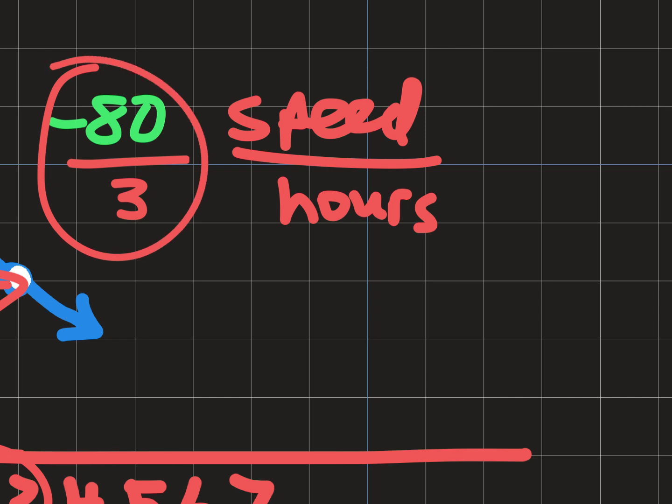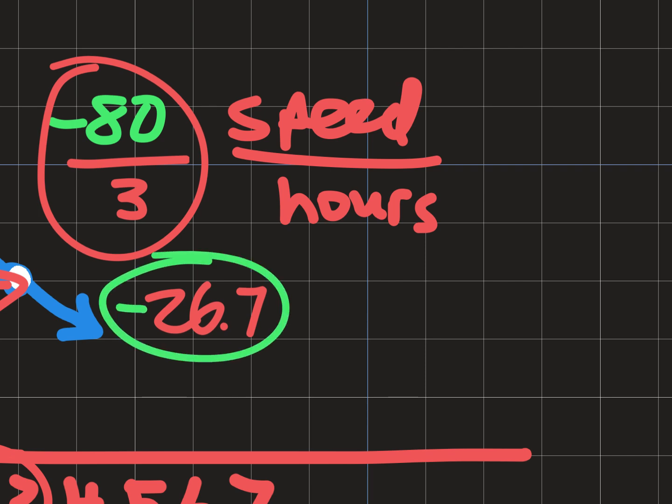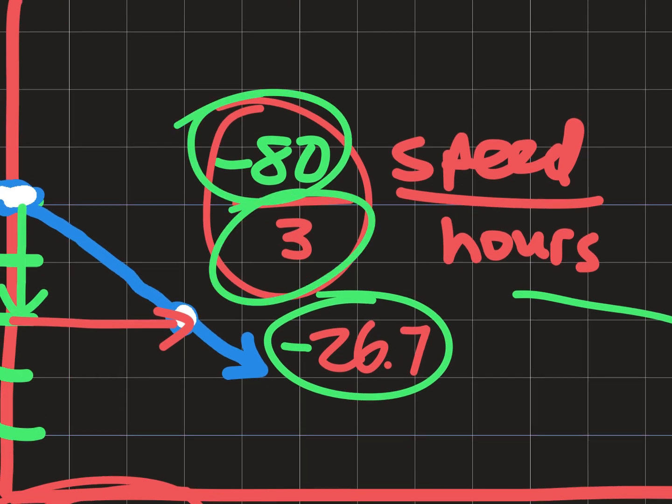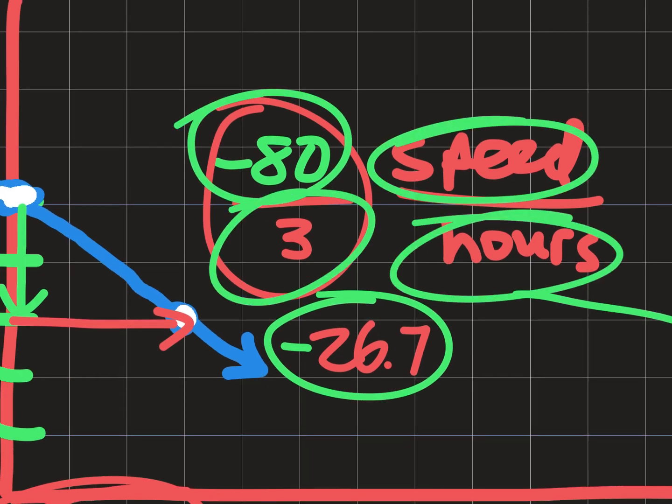Now, what if you had a calculator, though? Here, you'll have a calculator, right? What is 80 divided by 3? 26.6 repeating, so 26.7, I could round that to. The minus, don't forget the minus. It's slowing down 26 or 27 miles per hour. Every hour, it slows down about 26 miles per hour. All right, so that's an example of, it's just a slope. It's just a rise over a run. It's just got context of a real world problem.